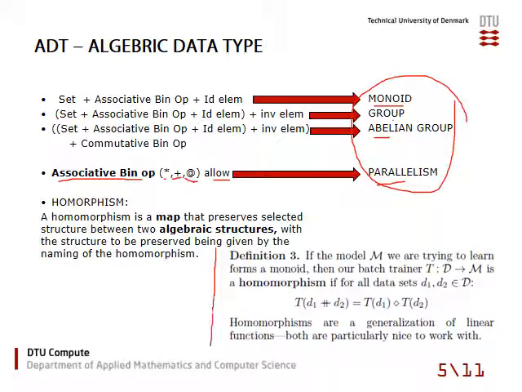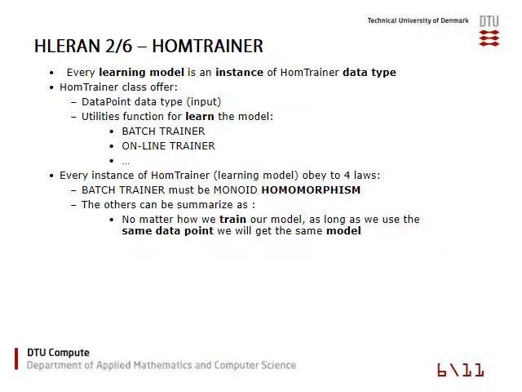This is the definition from one paper that I have studied, presented in the HLearn library. If we have a model M, which we can think of as a probabilistic Bayesian network, that we train to learn for some monoid, then our batch trainer is a homomorphism if, for all data sets, we have this type of operation. Homomorphisms are a generalization of linear functions, and both are particularly nice to work with. The basic concept inside HLearn is that the learning model is an instance of the HomTrainer data type.